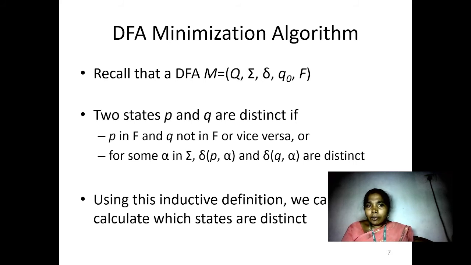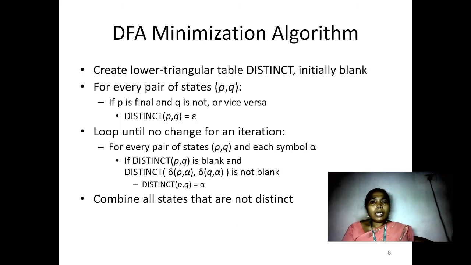Right. If the states result in equivalent states for the given input symbol, we can combine those states and thereby reduce the states and minimize the DFA. Now create a lower triangular table, distinct, initially blank. So this is the algorithm. For every pair of states P comma Q, if P is final and Q is not or vice versa, then it is distinguishable, that is, it doesn't result in equivalent states, so I'll mark that respective row and column in the table with epsilon.